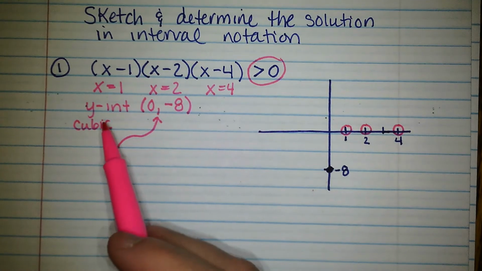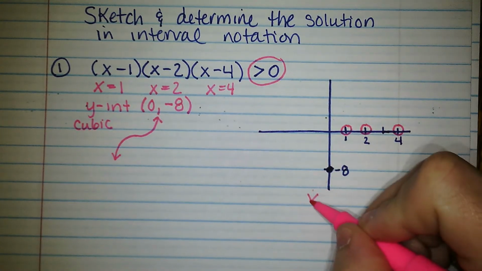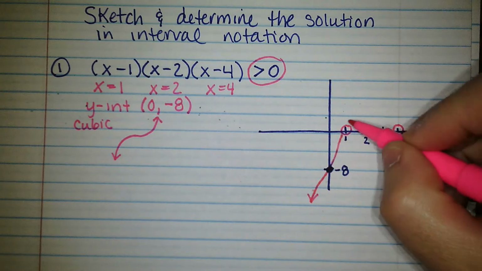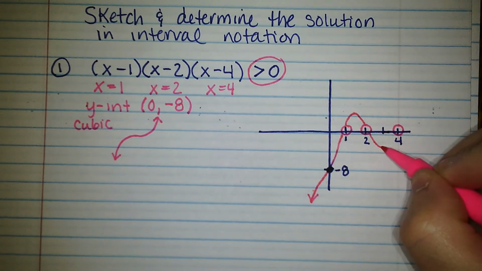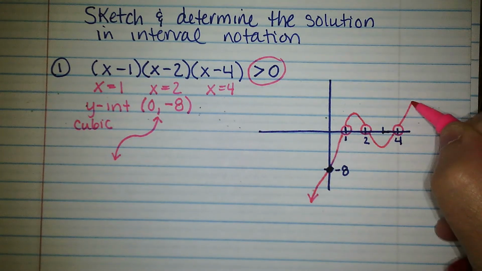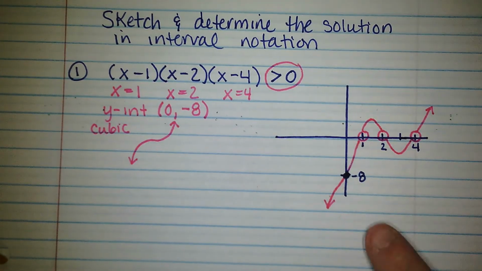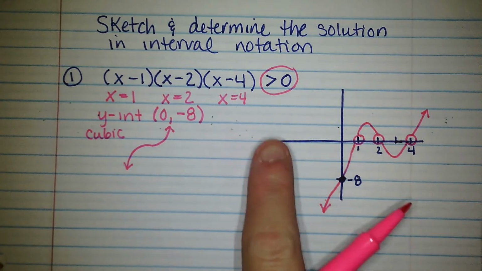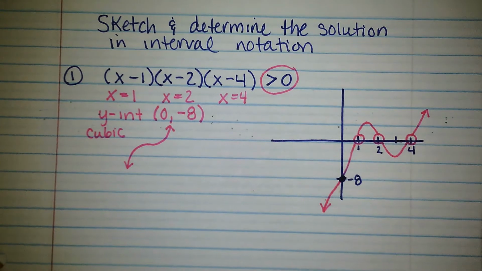So we know we have a cubic, so it's got to start down here. We're going to go through the -8. We're going to come up through the open circle, come back down through the open circle, and then back up. And there's your shape. So that's how you sketch these. We sketch them just like we did the other ones. The only difference is now we've got an open circle thing going.